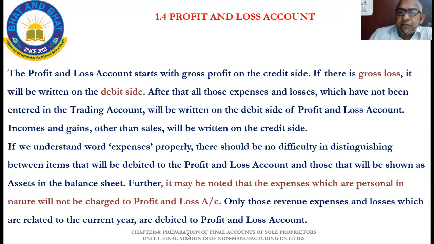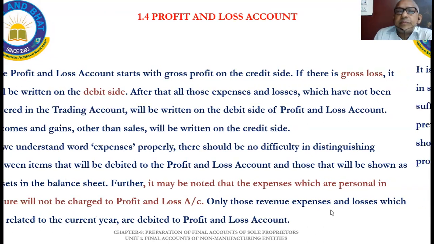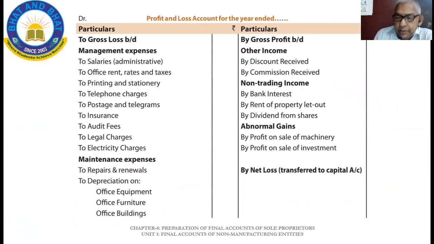See here, given last sentence, only those revenue expenses and losses which are related to current year debited to P&L account. What about outstanding expenses, means that should have been paid during this year but not yet paid, or income which relates not to this year is also received already, which relates to next year, that will come in the adjustments. I told you, no? After that, there are adjustments that we will study in that heading, adjustments. Okay. Yeah, take this photo and read also.